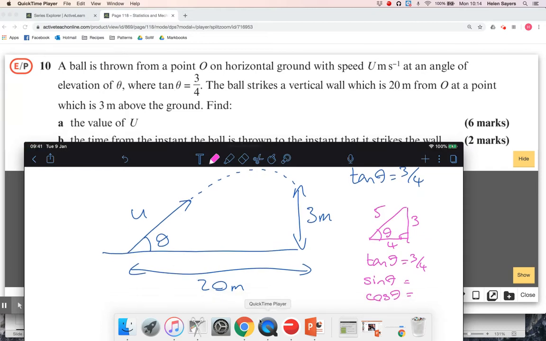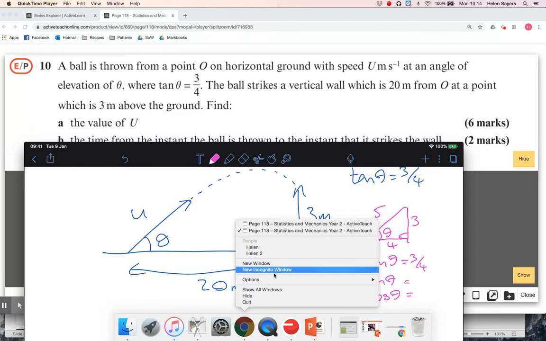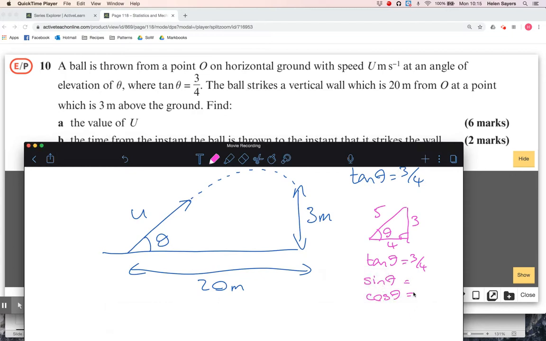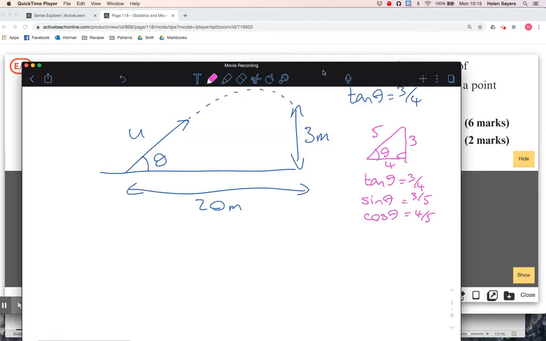So let's just get this out of the way. Sine theta is opposite over hypotenuse, so 3/5, and cos theta is 4/5. So you don't actually need to find out what angle theta is to get the values that we're going to need for the rest of the question.